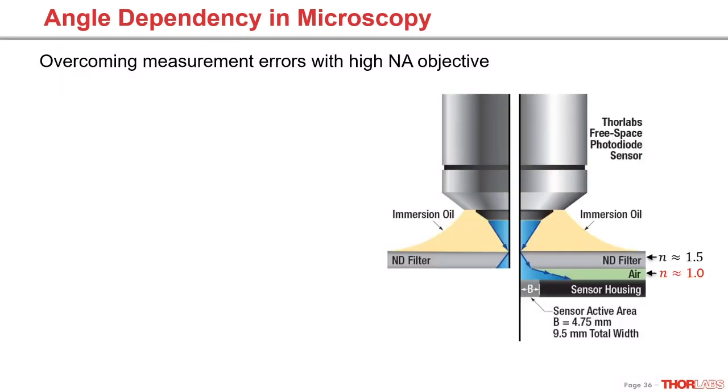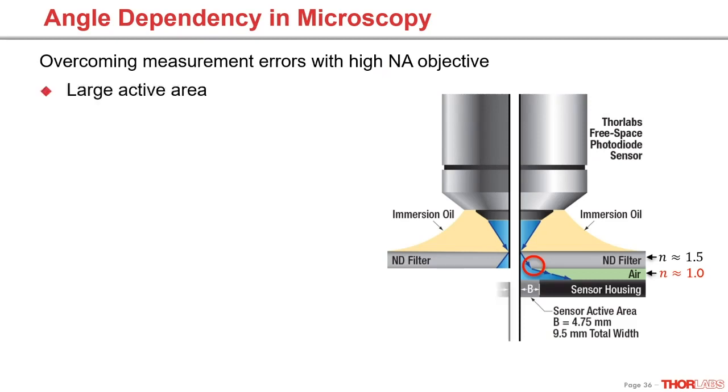On the right side, a standard sensor with ND filter is used. The refraction at the transition from the filter, the slow medium, to the air gap as a fast medium leads to an even greater expansion of the beam, so that less light hits the active surface of the sensor. So what can we do to solve this problem?